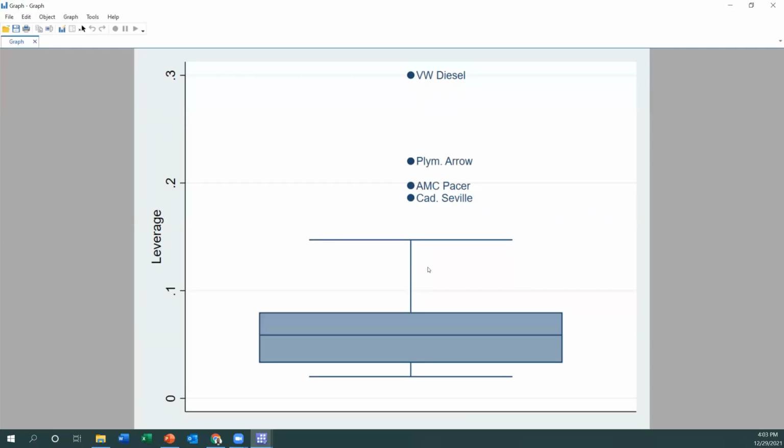So you see, VW diesel is the one that has the highest leverage value, and all of them are less than 0.5. So none of them is really very risky and should be avoided. But of course, we can say that these two are between 0.2 and 0.5, so they can be considered risky, but we can allow them in our model, in our data set.